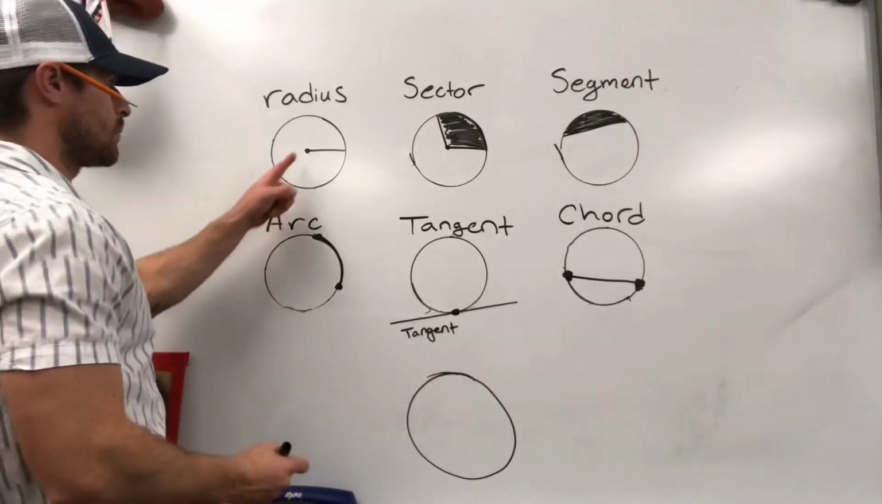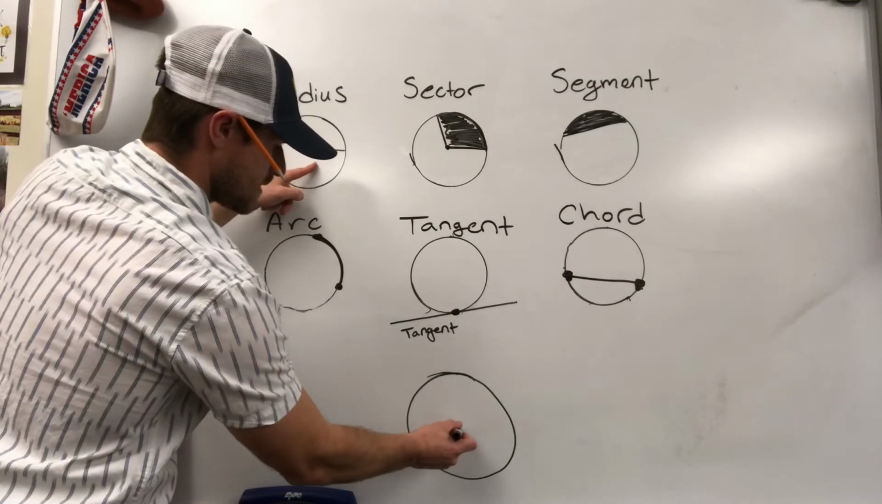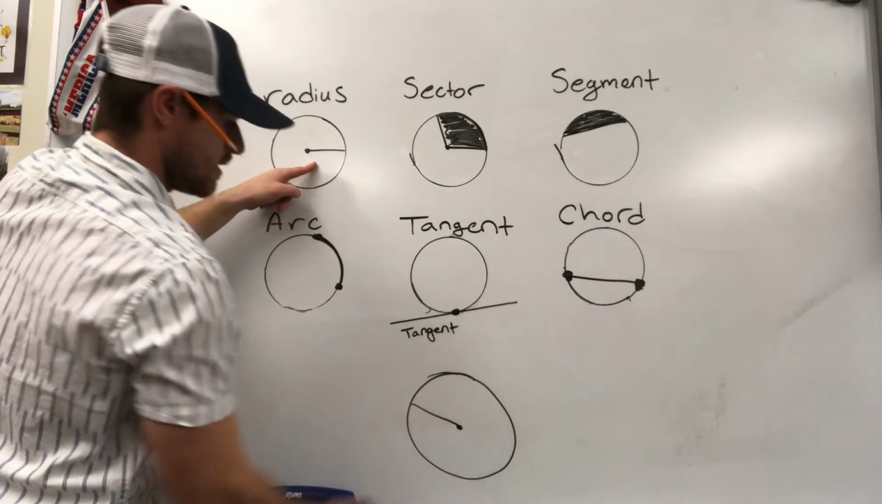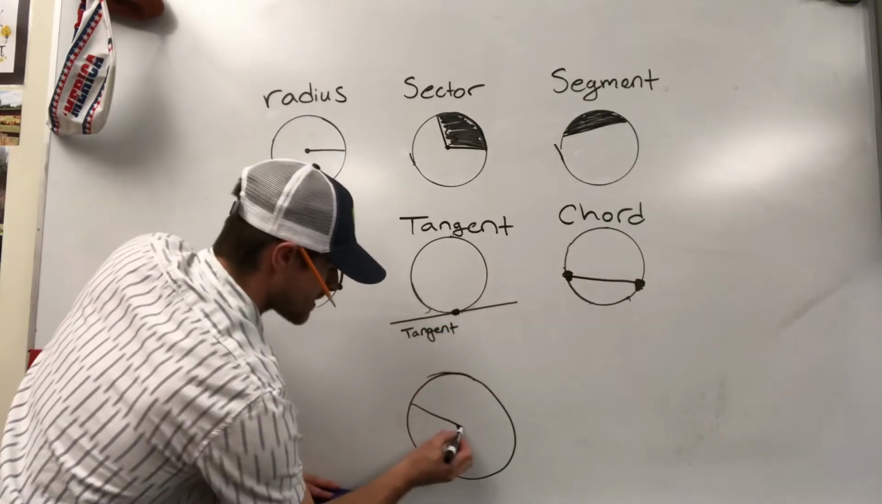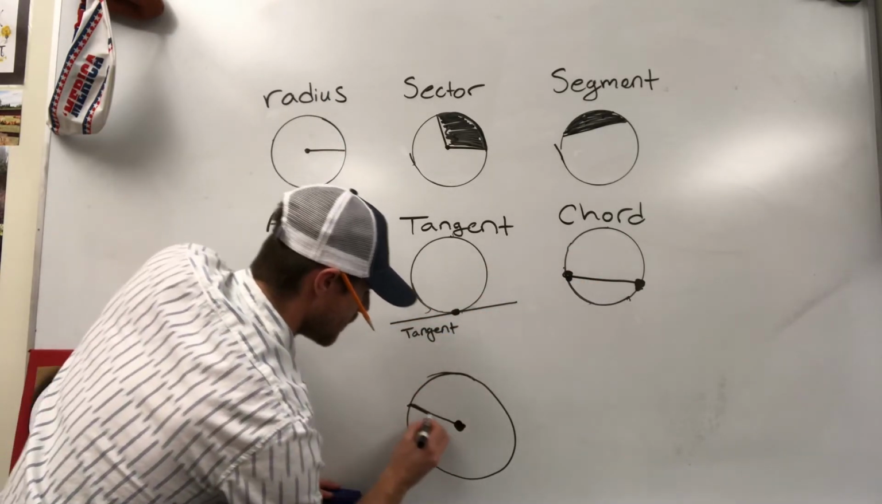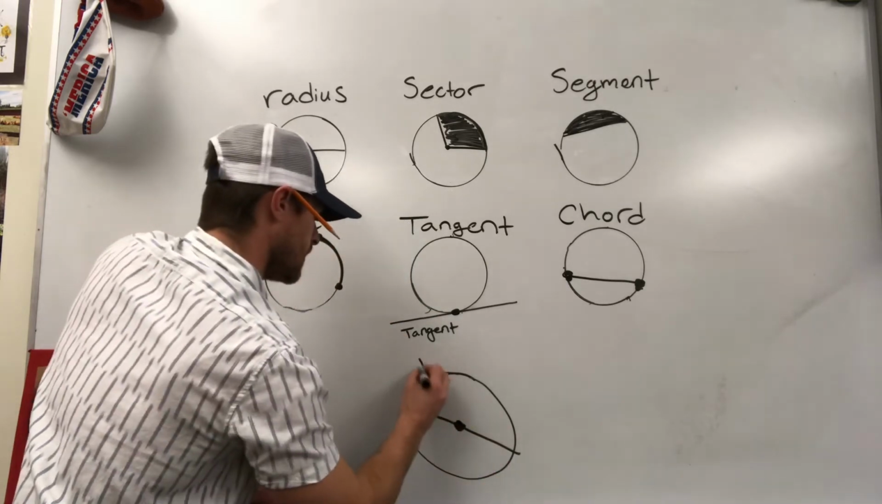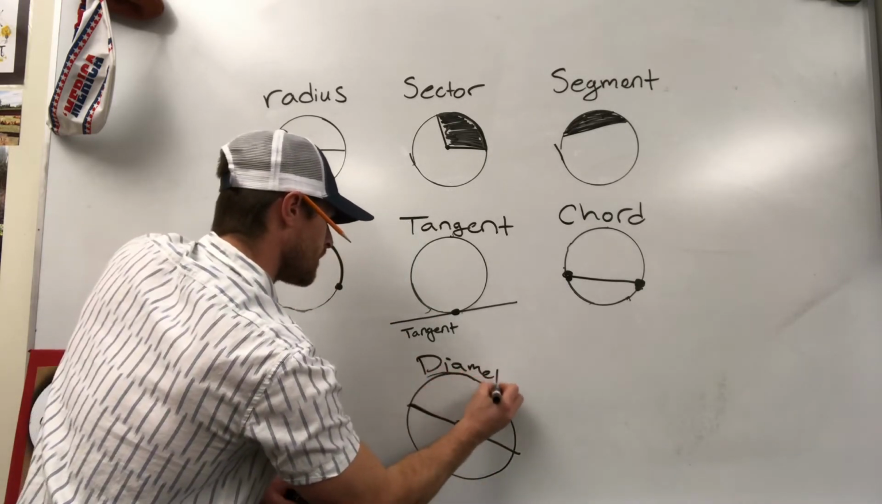Okay, and radius is center to edge. Diameter is all the way across. It's basically a chord that has to go through the center. This is called the diameter.